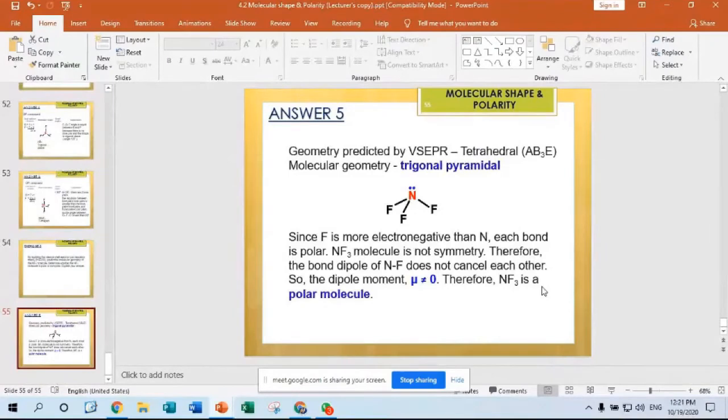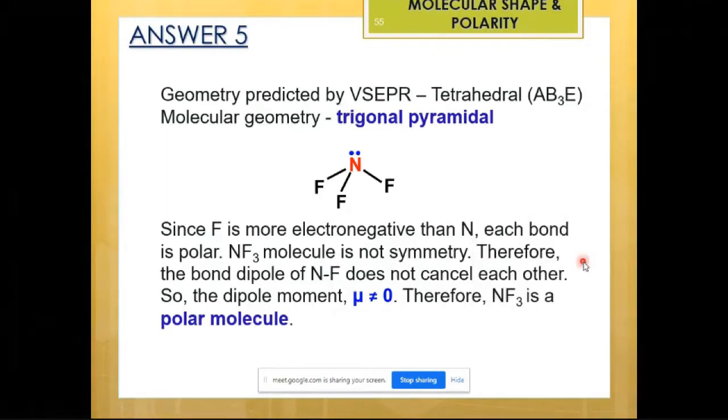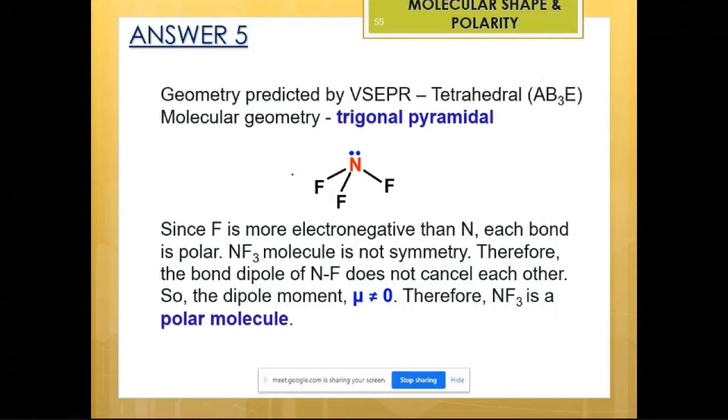Okay, so when we want to explain about polarity essay question, short essay question, I show you all before. You must write down. Must. Kalau ingat, semasa kat cafe hari tu, I mesti tulis partially negative, partially positive. Wajib tulis. Kemudian tunjuk bond dipole moment dari positif ke negatif.